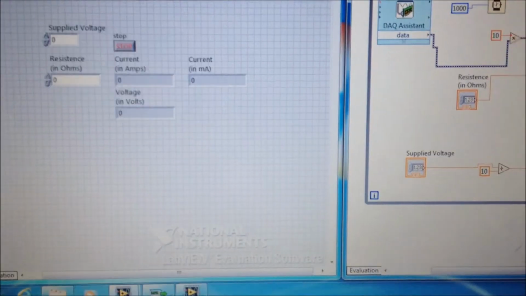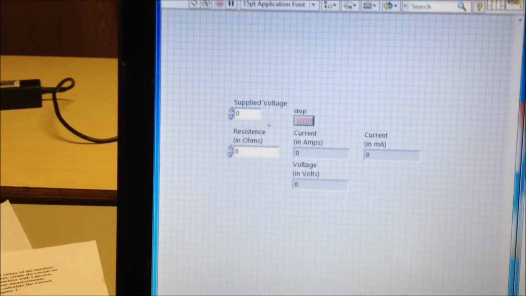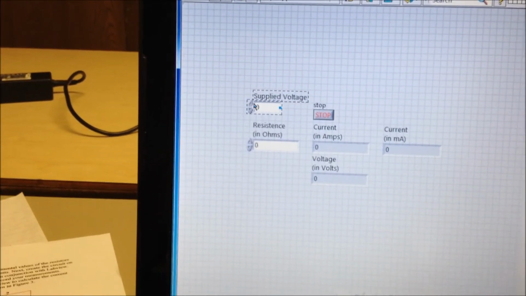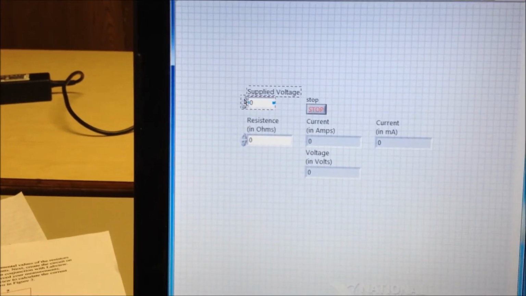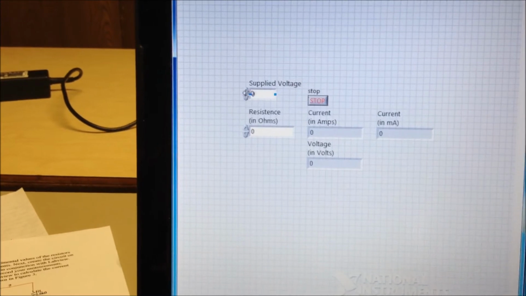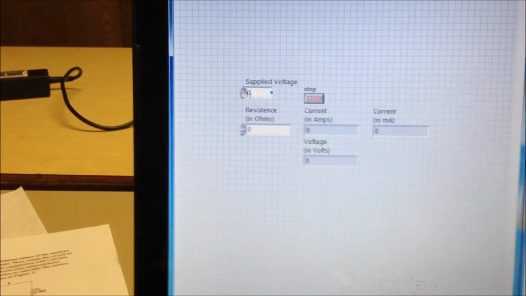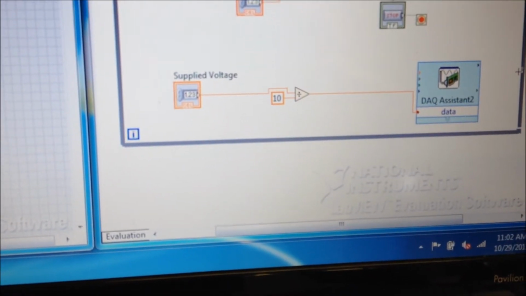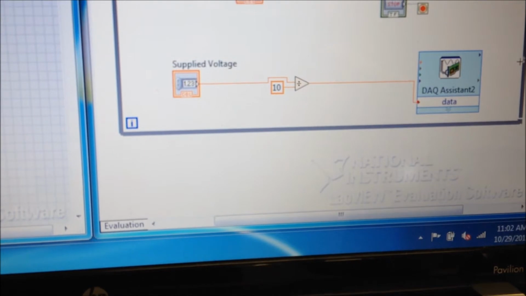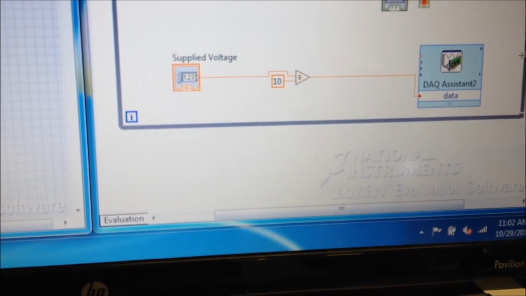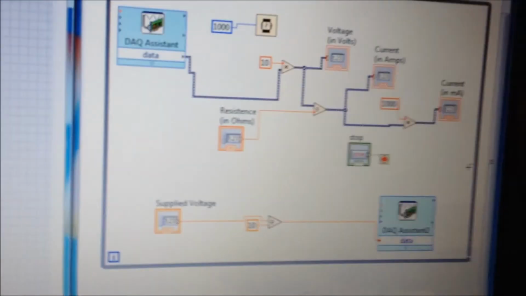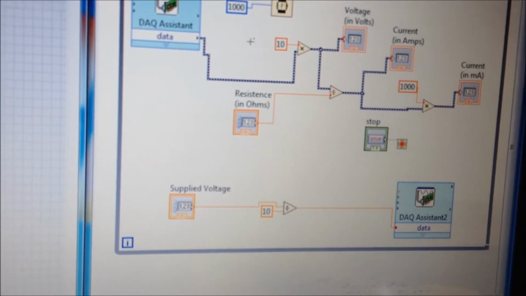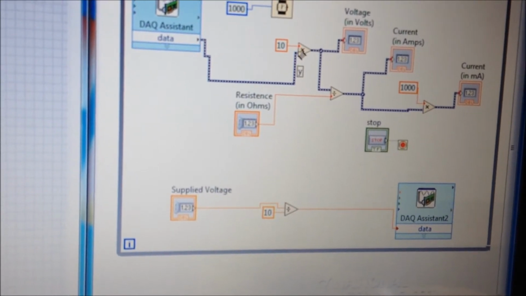But the easy way around it is you can actually click to supply 5 volts here, and then move over here, and what I've done is divide that voltage by 10 so that you're actually supplying half a volt to the circuit. And then you can actually correct your readings as well by multiplying the read voltage by 10.